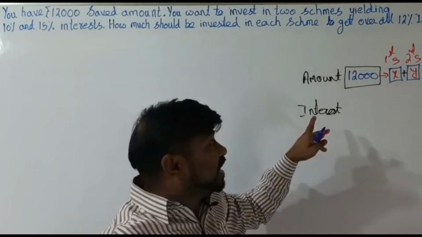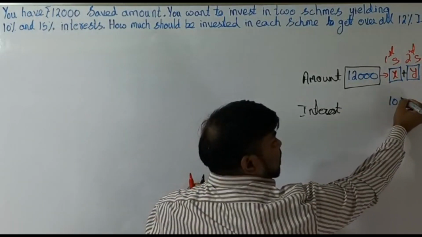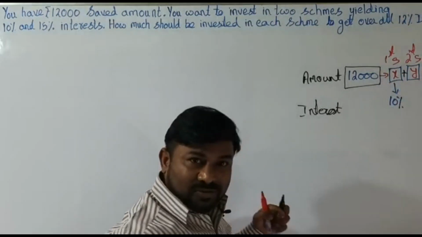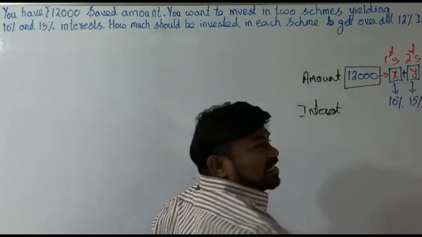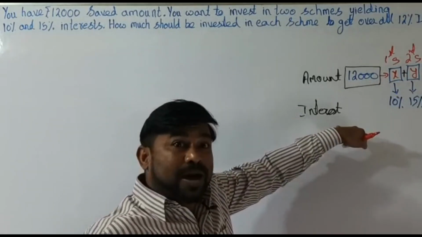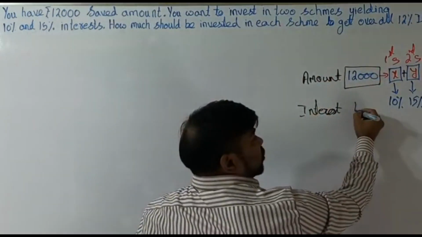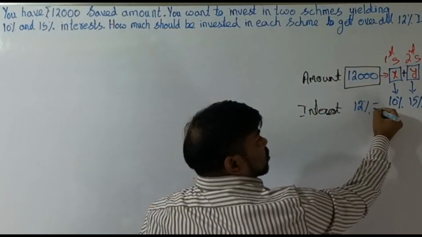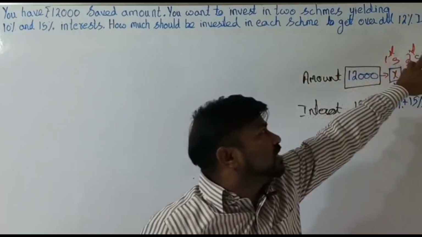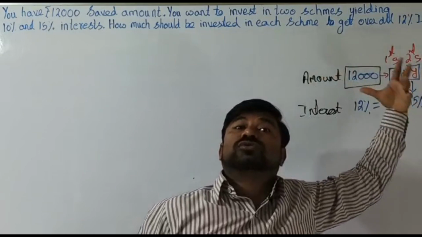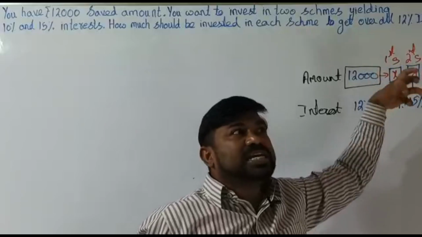Now, if you talk about the interest, we are getting 10% for the first scheme and 15% for the second scheme. But if you invest the total amount in a single scheme, we are going to get something like 12%. You have to remember this. So the first relation he has given is in terms of money, amount, rupees. The total amount is divided into two parts, but how much is each investment, we don't know.